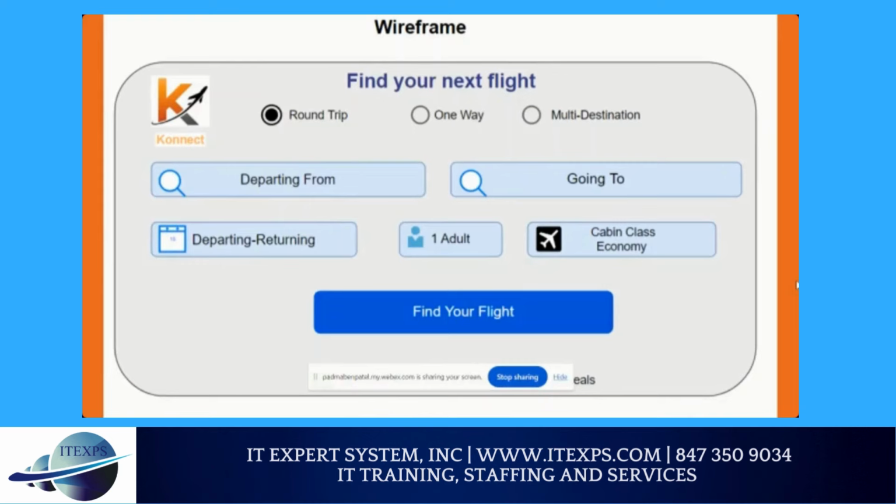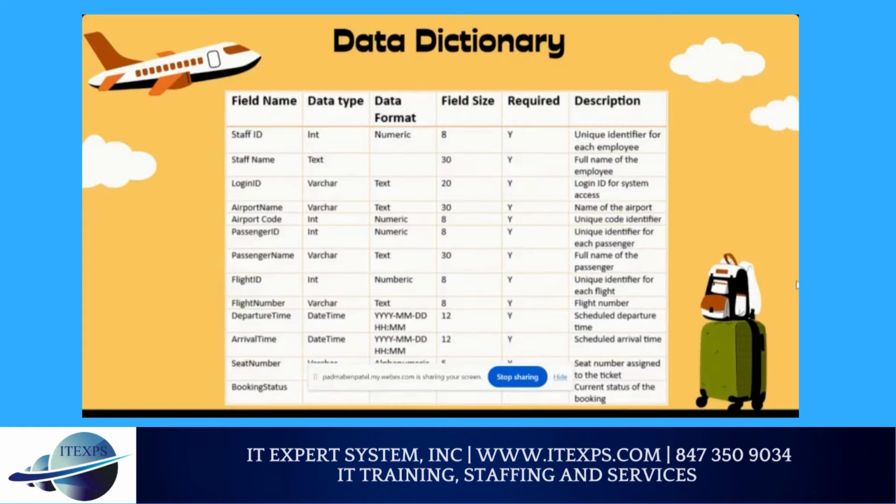All right, so the wireframe represents the framework of our website. It mainly focuses on the layout and arrangement of elements on the page, such as headers and footers, content areas, navigation menus, and other essential components. A wireframe serves as a blueprint for designers and web developers. Now I'm going to hand over to Eric to explain more about the data dictionary.